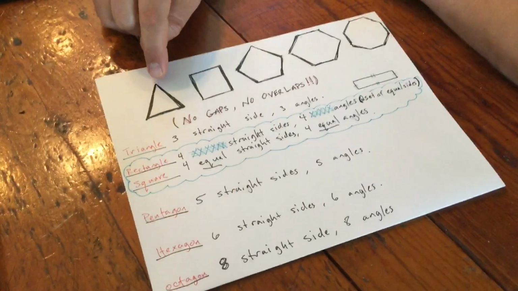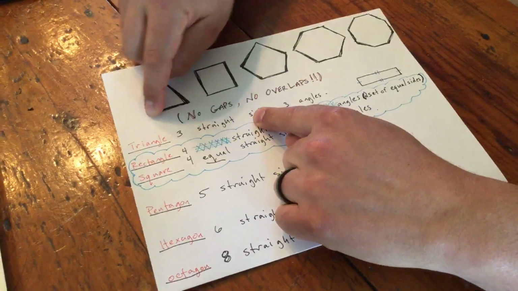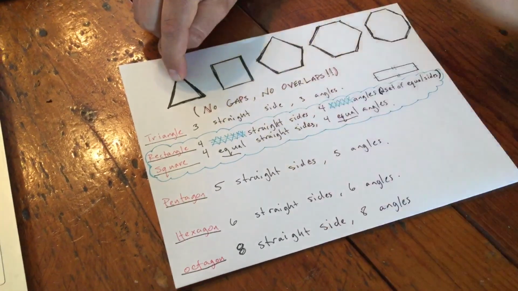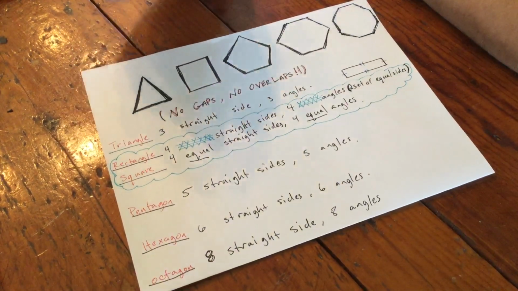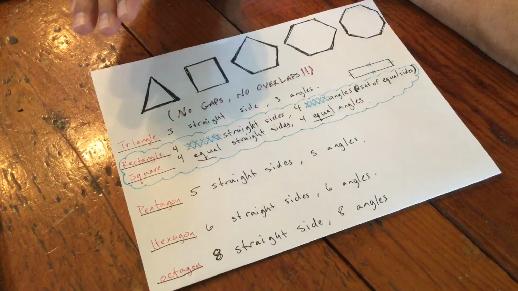Now, our first shape here is a triangle. A triangle has 3 straight sides and 3 angles. That's an angle, that's an angle, and that's an angle in there. Now there's different types of triangles, but right now all you need to know is that there's triangles with 3 sides and 3 angles. That's the rule for a triangle.